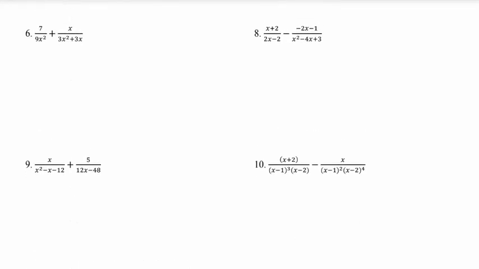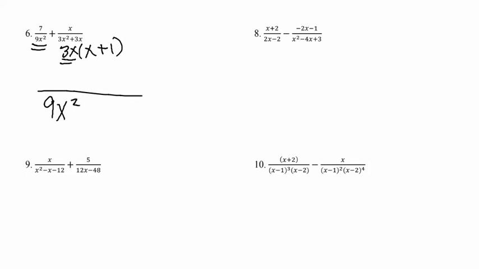So if I do this one, I look at 7 over 9x squared and x over 3x squared. So I can't factor the left fraction, but I can take a 3x out of the right fraction. So I'm left with x plus 1. So this one's a little annoying because there's not much of a common denominator. But this has a 3x and that has a 9x squared. So the common multiple is just 9x squared. And then x plus 1.